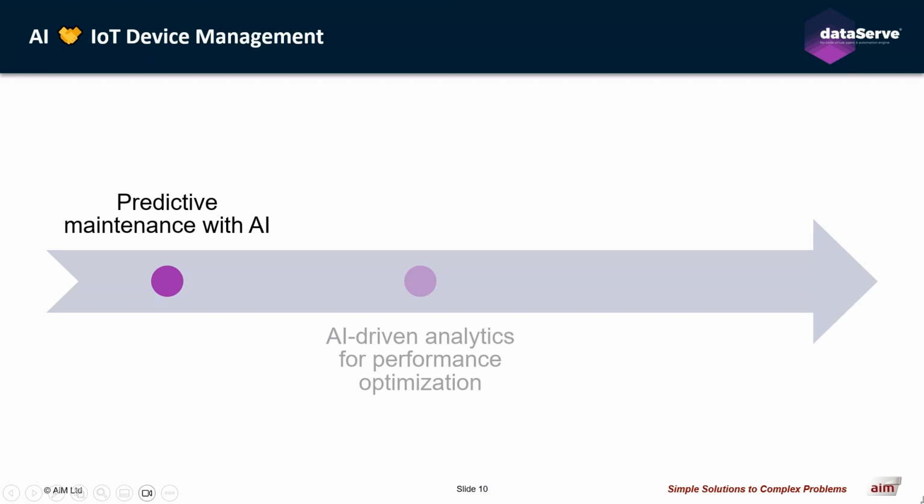In addition to predictive maintenance, AI-driven analytics play a crucial role in optimizing the performance of IoT devices and systems. AI algorithms can process the vast amounts of data collected by IoT devices, uncovering hidden insights and patterns that human operators may overlook. This enables us to make data-driven decisions and fine-tune operations for maximum efficiency.